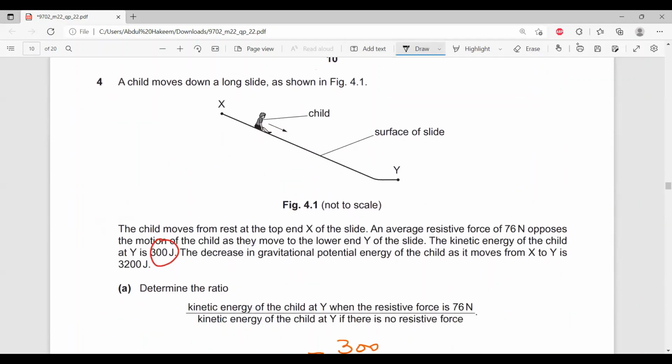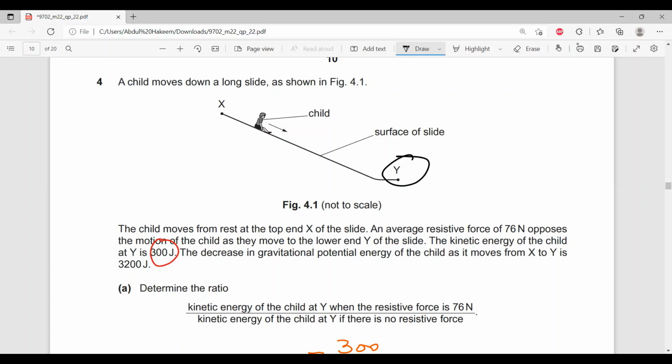Now move to question number 4. A child moves down a long slide as shown in the figure. The child moves from rest at the top end X of the slide. An average resistive force of 76 newtons opposes the motion of the child as it moves to the lower end Y of the slide. Kinetic energy of the child at Y, this point here, is given as 300.